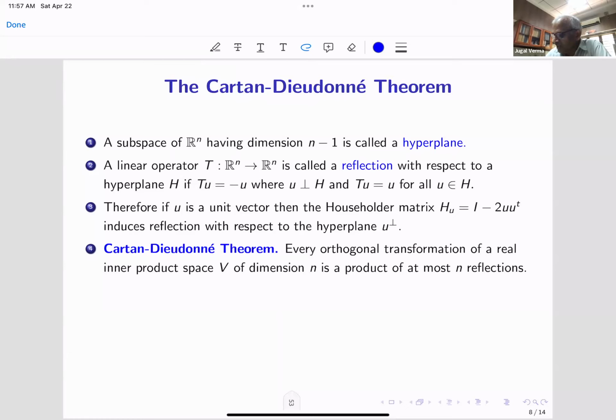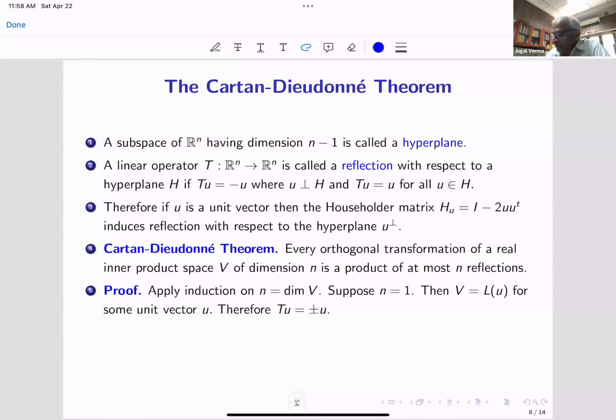But for the real field, it is a very neat statement that the orthogonal group is generated by reflections. So this is the content of this: the Householder matrices generate all orthogonal matrices. For the matrix, it says that any orthogonal n by n matrix is a product of at most n Householder matrices. Okay, so I will prove this theorem by using induction on the dimension.